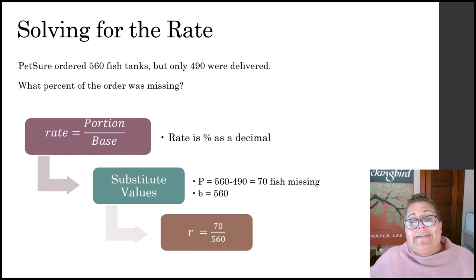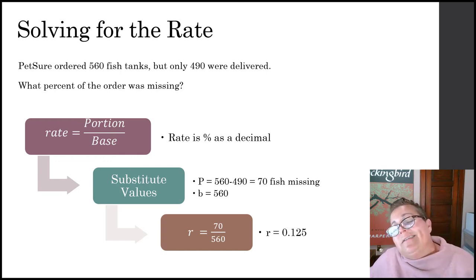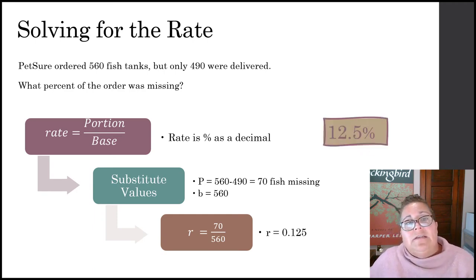So my rate is 70 divided by 560, or R is equal to 0.125. This is your percent as a decimal. So I'll want to multiply by 100 to put the percent sign on, or 12.5%.